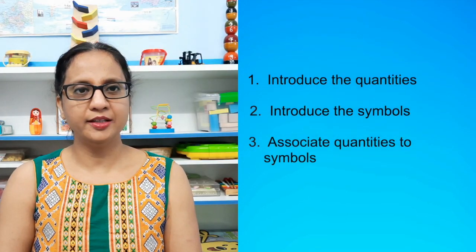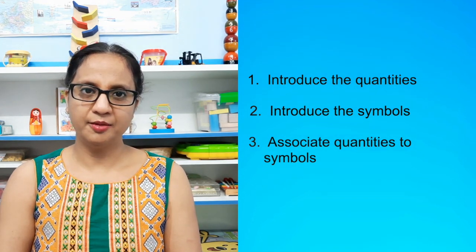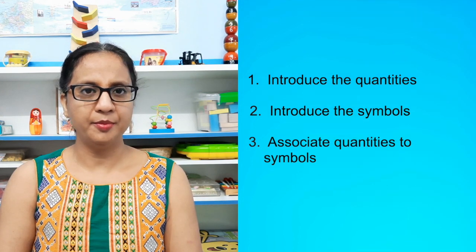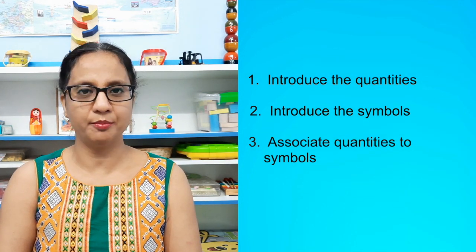Let's see how we can teach the concept in a practical way. We will do it in 3 steps. First step, introduce the quantity alone. Second step, introduce the symbol alone. And third step, associate quantity to symbol. Repeat each step until the child understands the concept.